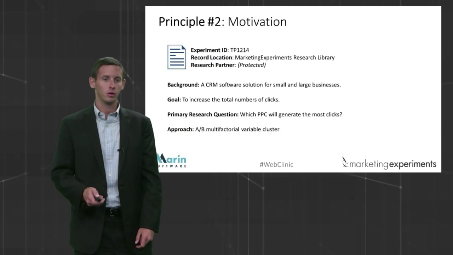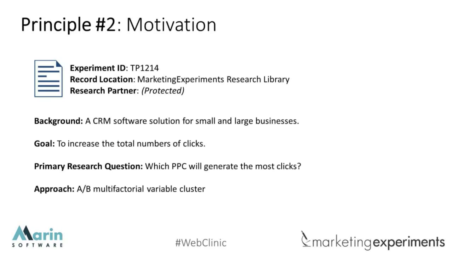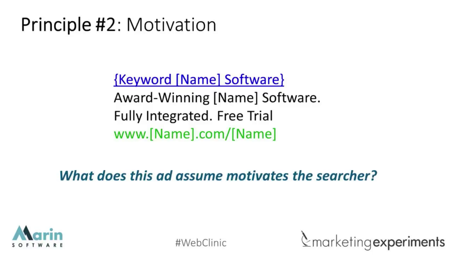And what we're going to do now is go through another case study. This is test protocol 1214, and the background here is it's a CRM software solution for small and large businesses. Overall here, our research question is which PPC ad will generate the most clicks, and then also invariably which will have the most conversion. So audience, tell me a little bit about this ad. What do you assume is the motivation of the searcher here? And what is this ad looking to target? Let me see some responses come in here.